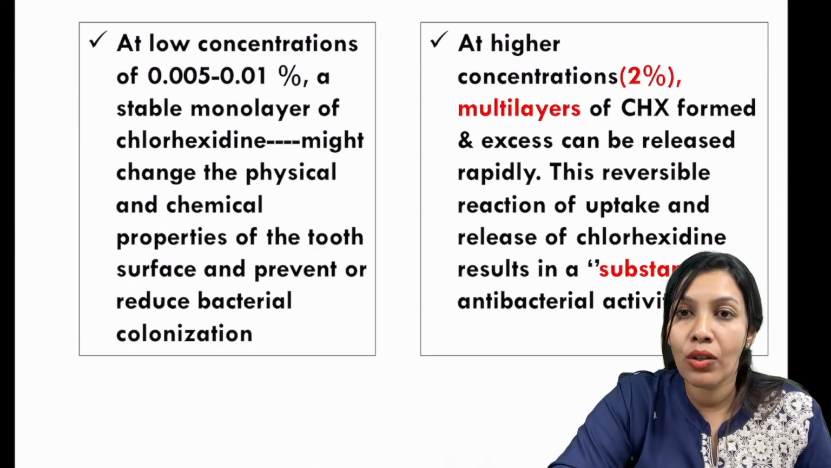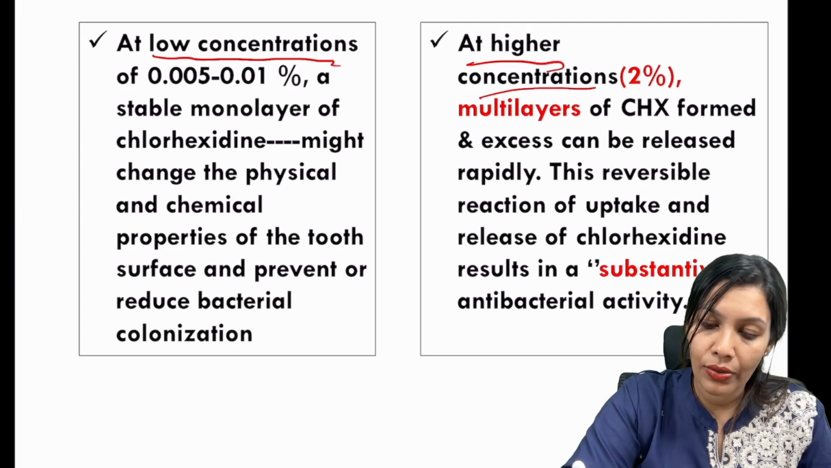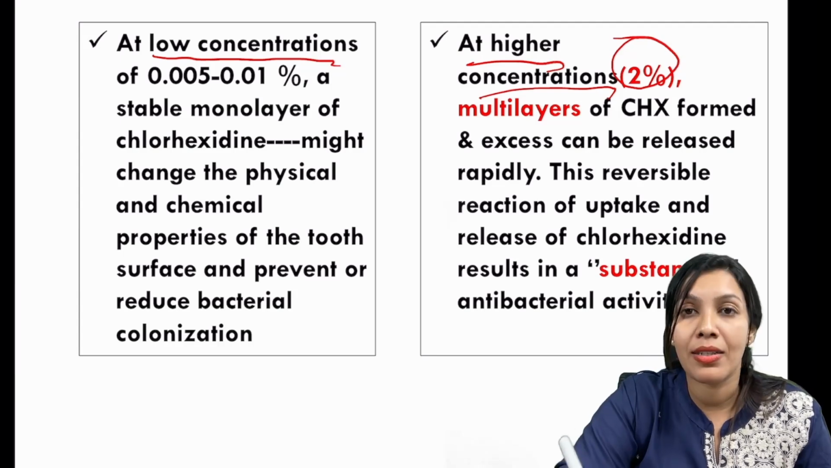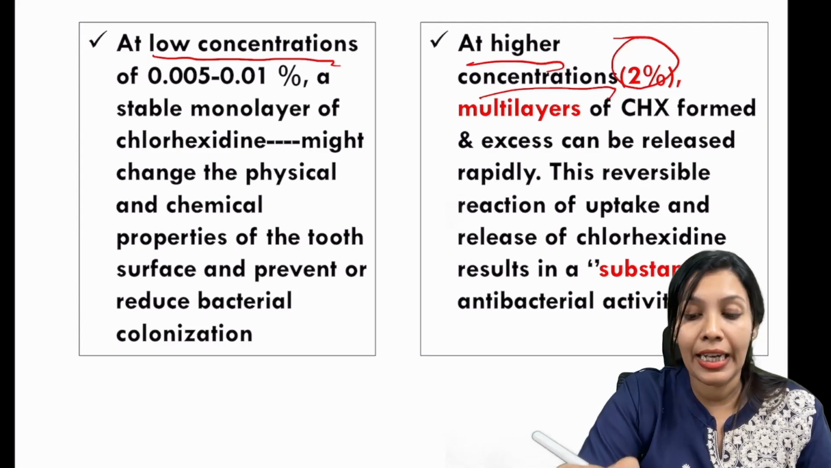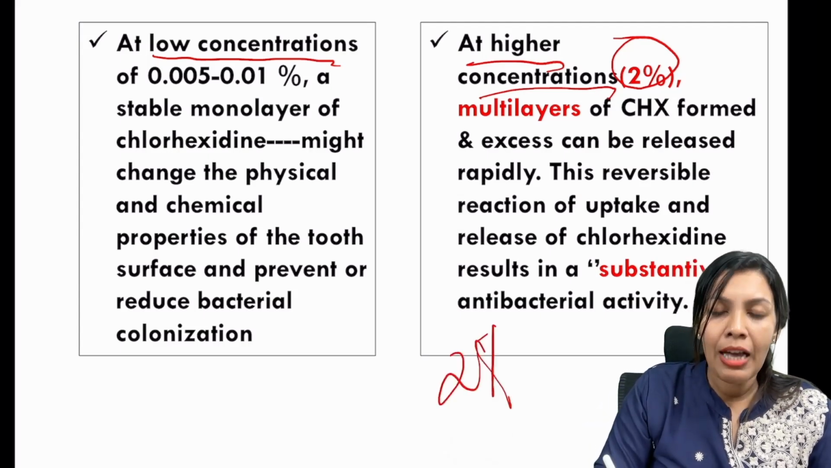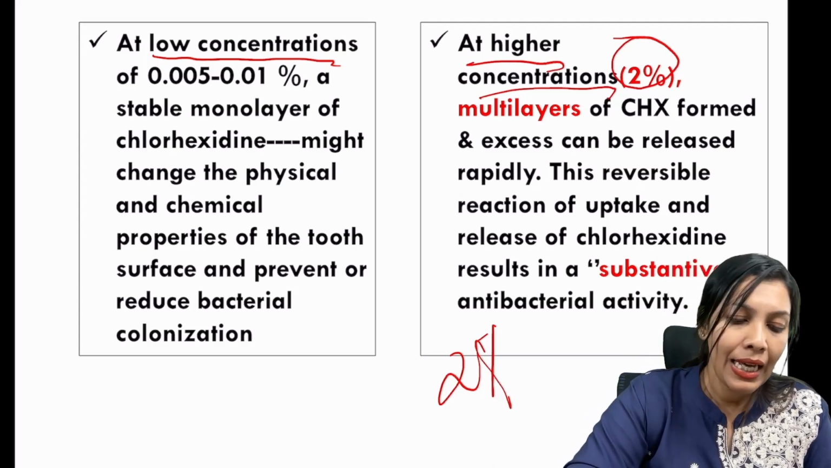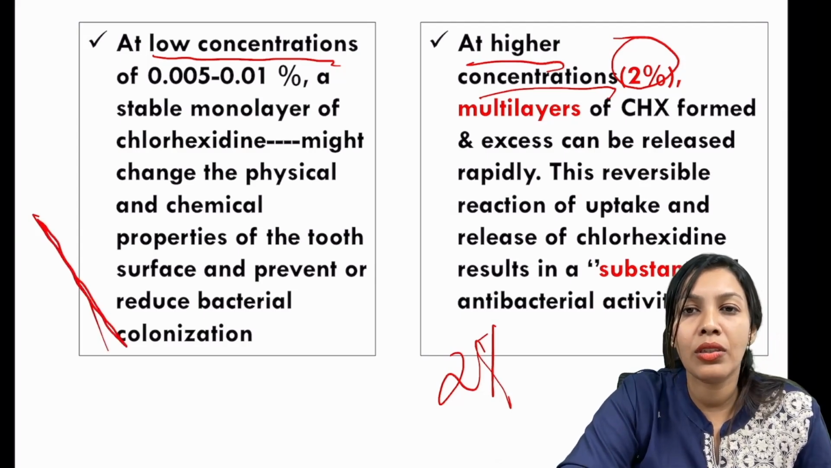So talking about the concentration, there are various concentrations of chlorhexidine. So there is low concentration and higher concentration. The higher concentration is what we use normally, that is 2%. 2% is used as an irrigant, very important, 2%. When we use the low concentration, what happens is it doesn't form a layer on the tooth. So it does not produce the property called substantivity.